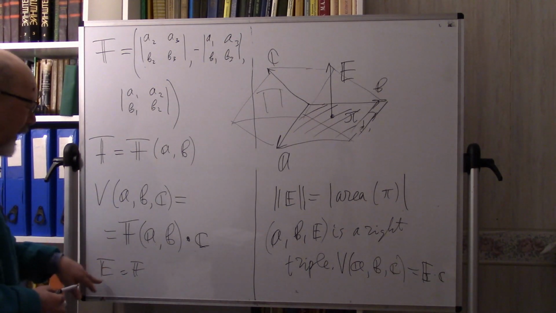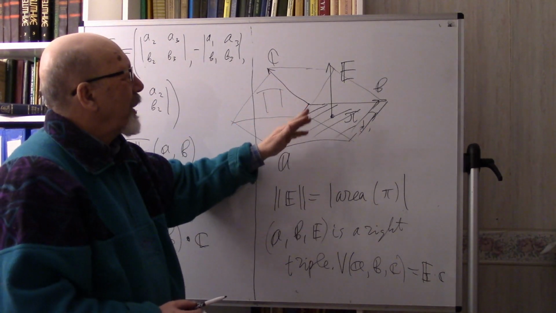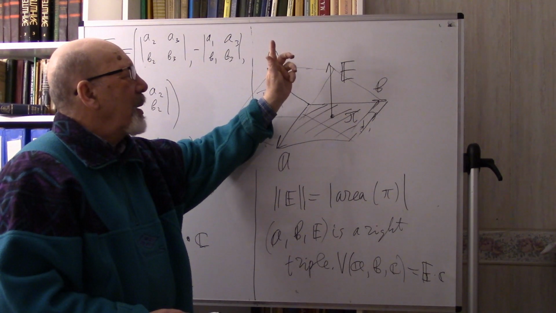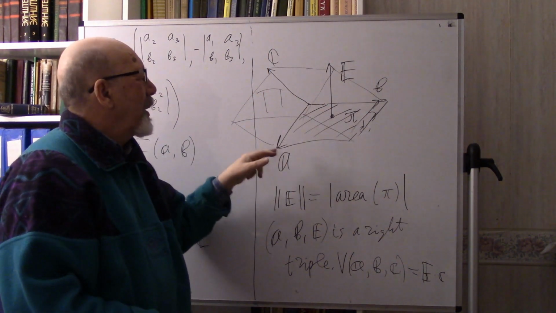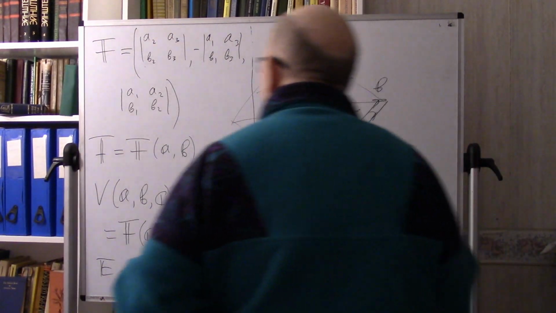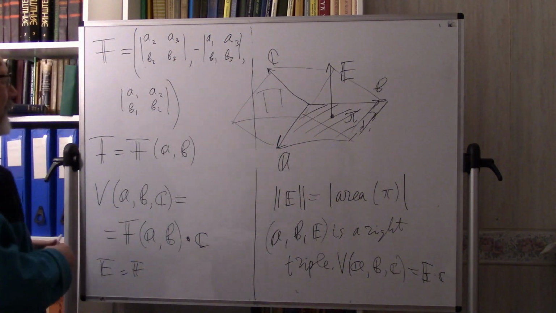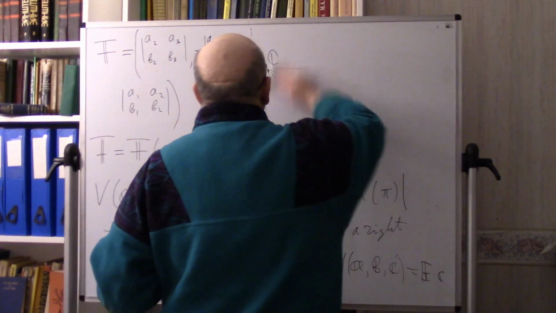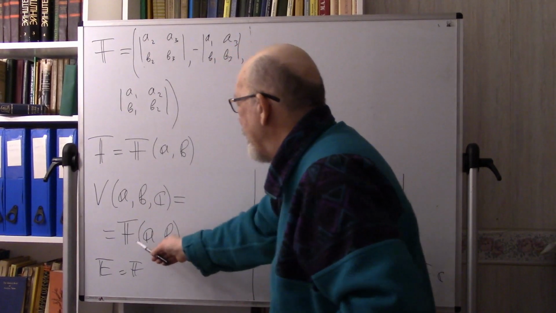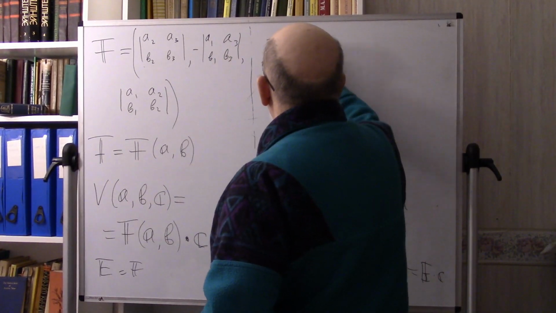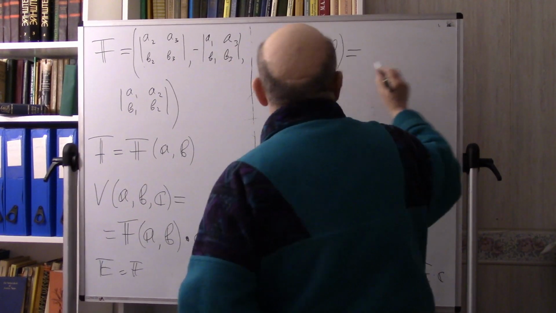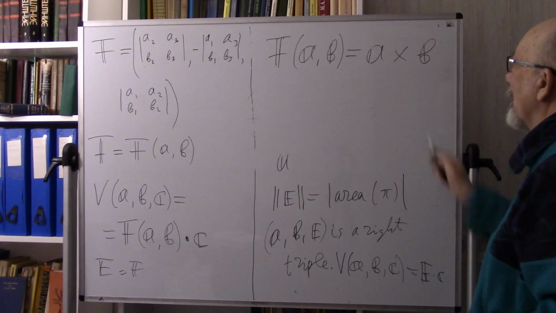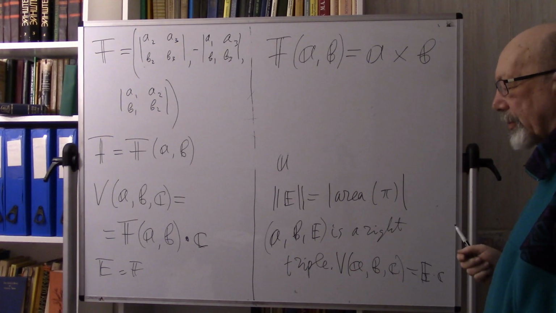So what is E? E is a vector orthogonal to the plane spanned by A and B, and its length is equal to the area of this parallelogram in the AB plane. It deserves its own name. F, which depends on A and B, is called A cross B. It is the cross product.